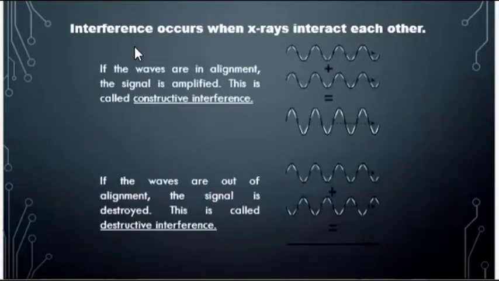Interference occurs when X-rays interact with each other. And if the waves are in alignment, the signal is amplified. So this is called the constructive interference. And if the waves are out of alignment, as we can see here, the signal is destroyed. And this is called destructive interference.